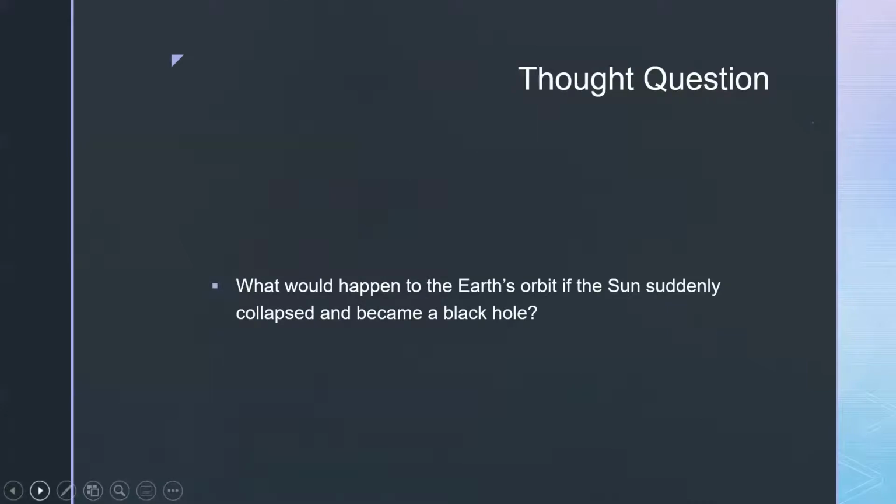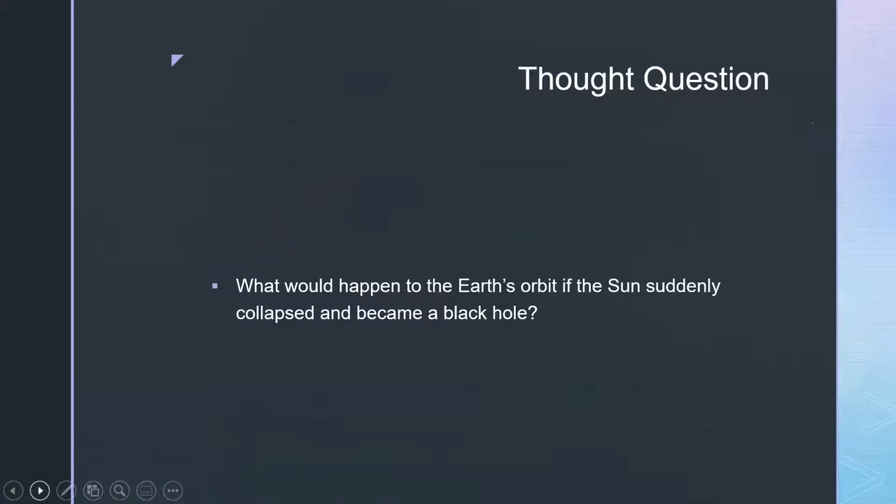And so here's a thought question. Now, our sun can't do this. It doesn't have the mass to do this, but let's say it was to suddenly collapse and become a black hole. Stay in the same location, just all the matter just got crunched down to one spot. What would happen to the orbit of the Earth?